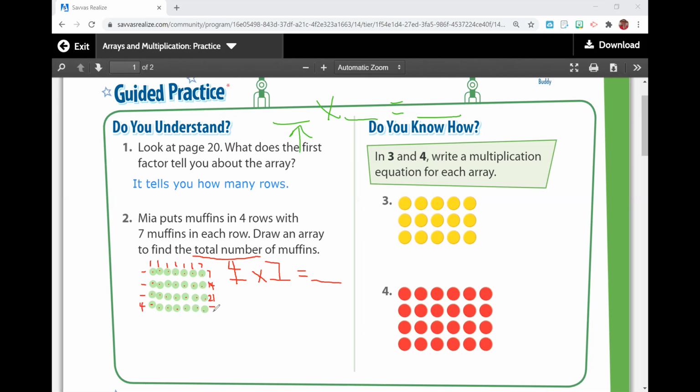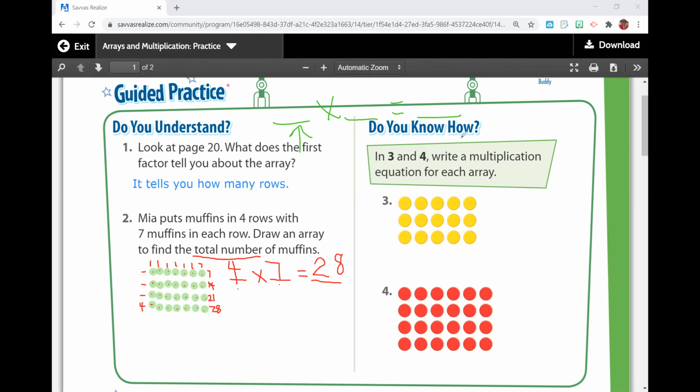If I skip counted by 7, 4 times, I'd go 7, 14, 21, 28. My answer is 28 muffins. Let's go to number 3.